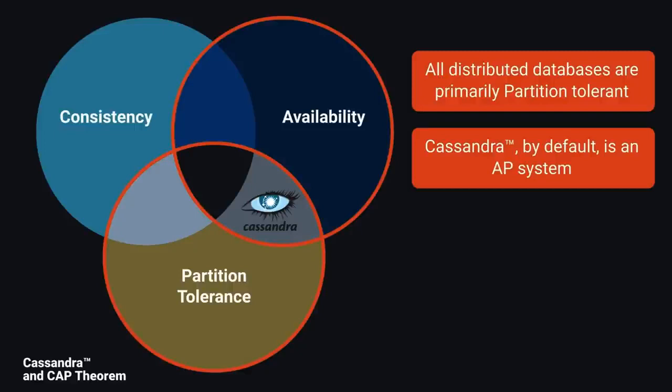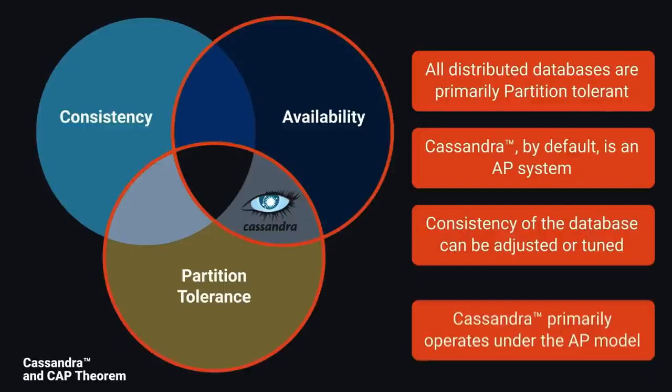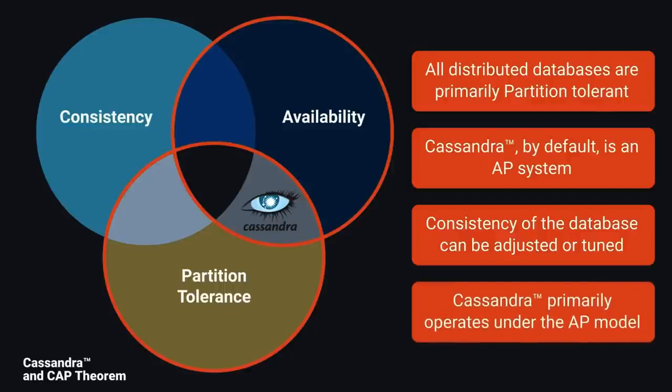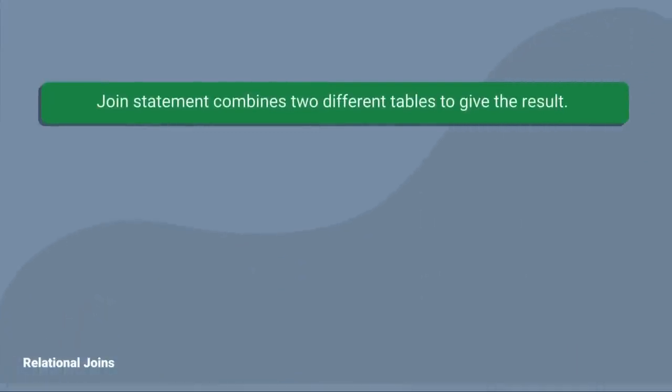This is referred to as tunable consistency, wherein the consistency of the database can be adjusted or tuned by adjusting the number of nodes which have to return a read or write request. Cassandra primarily operates under the AP model because all data eventually becomes consistent. One more point of difference between Cassandra and relational databases is the support of joins.